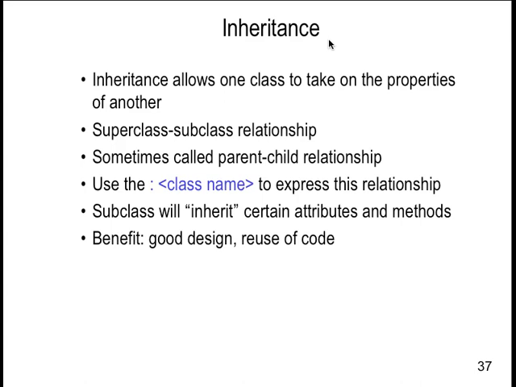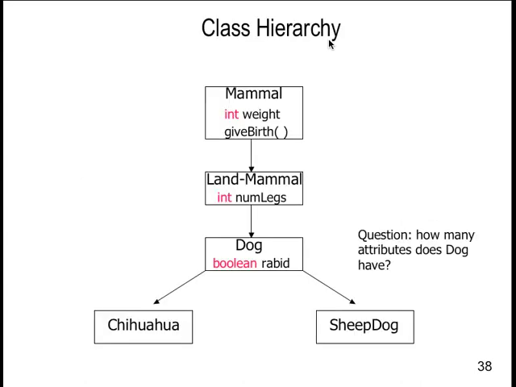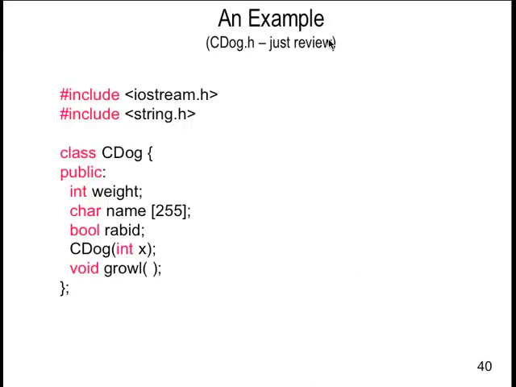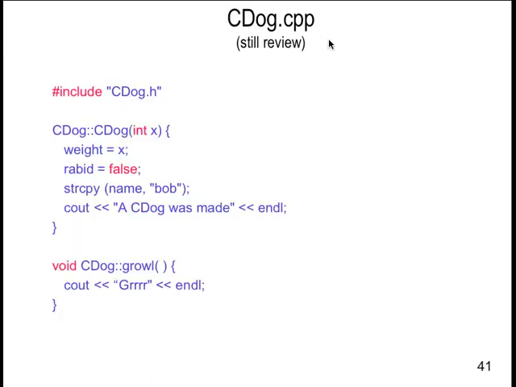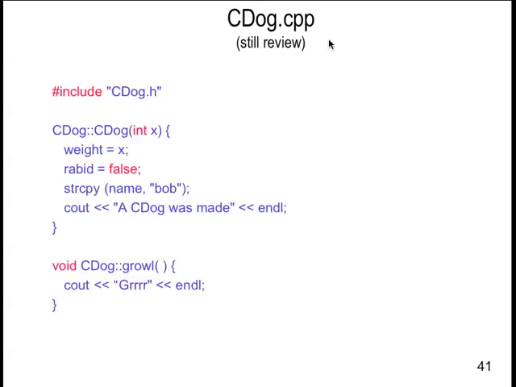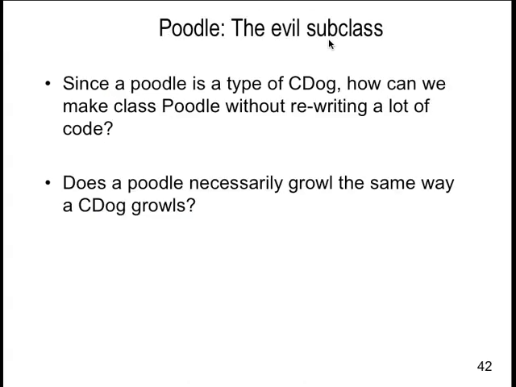We talked about the concept of inheritance, right? And we talked about mammals, dogs coming from mammals, and chihuahuas and sheepdogs. And we talked about superclass and subclass, I believe. We gave an example here of a C dog and the C dog C++. So to review, we have the implementation and the specification. The .h files are the specifications. The .c++ files are the implementations, where we're implementing the behavior that's specified.